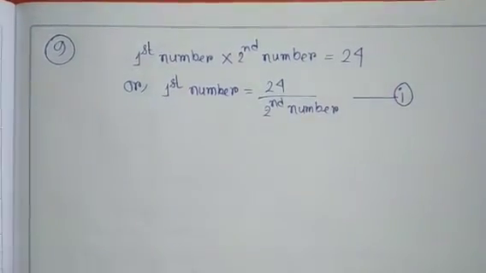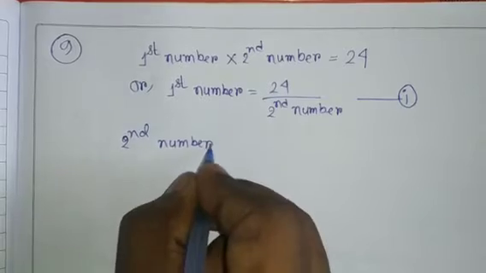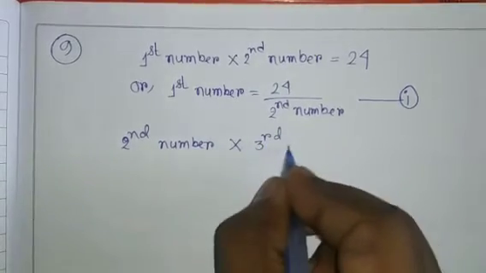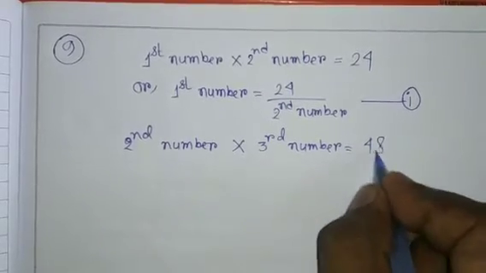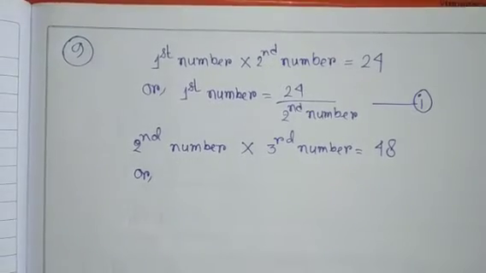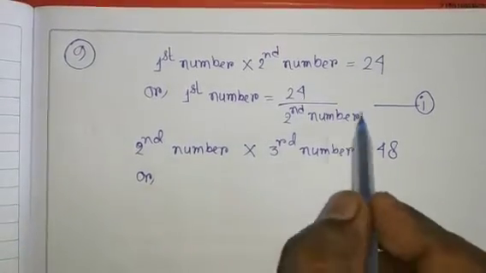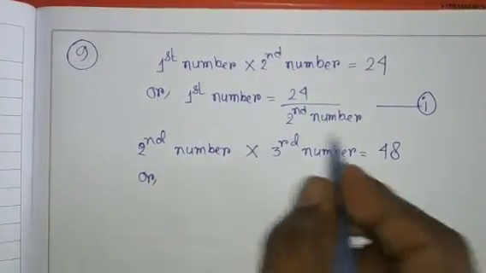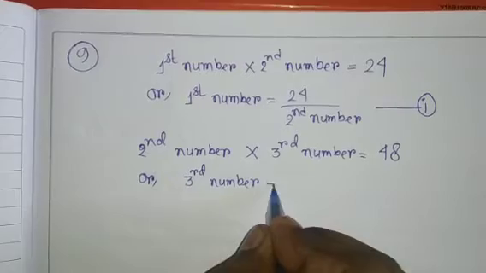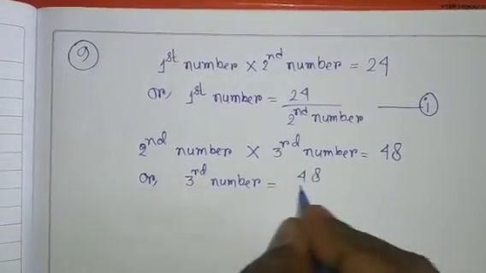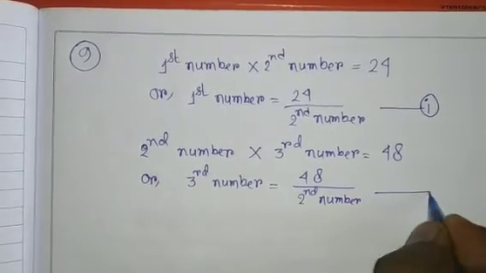Okay. The next condition was second number multiplied by third number is given as 48. From here, I will take the second number to the right side. Look, here also I have taken the second number. That means the third number will be left here. Third number will be equal to 48 divided by second number. Alright, we can mark it equation number 2.